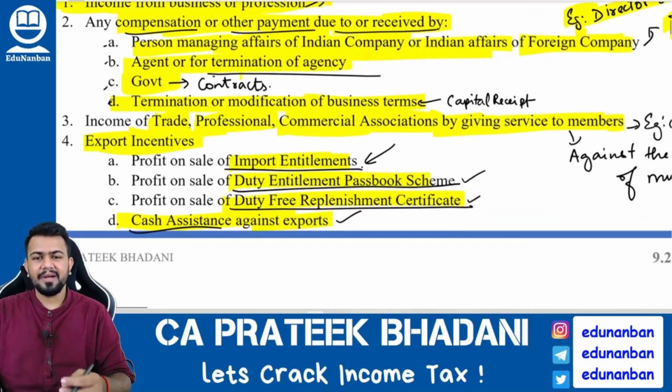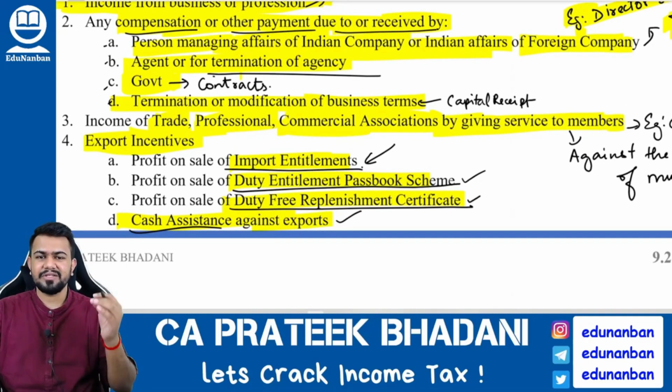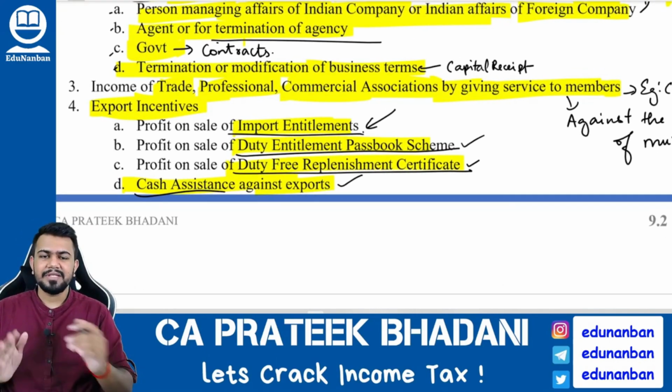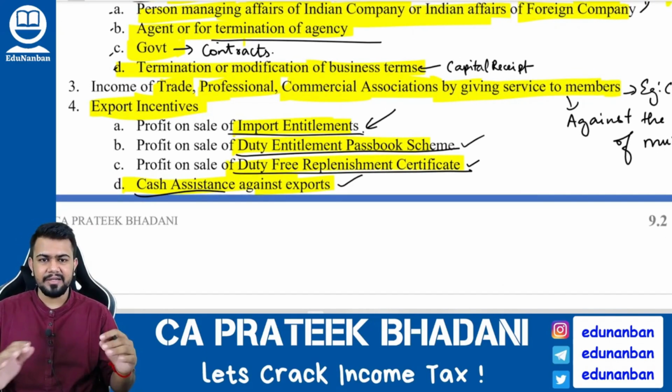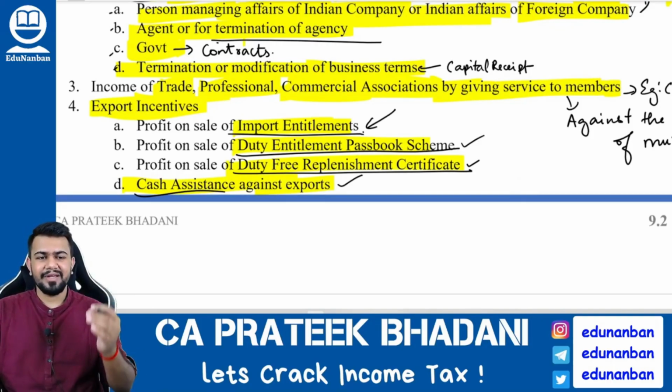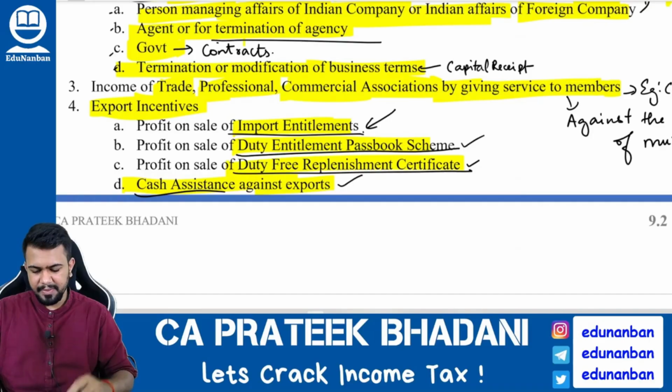Next, if I'm receiving money from the government, for example, for some government contracts, then the money received is also considered as PGBP. And last one, if any business terms are either terminated, meaning cancelled, or modified, then for termination or modification, if I'm receiving any money, that is also PGBP.